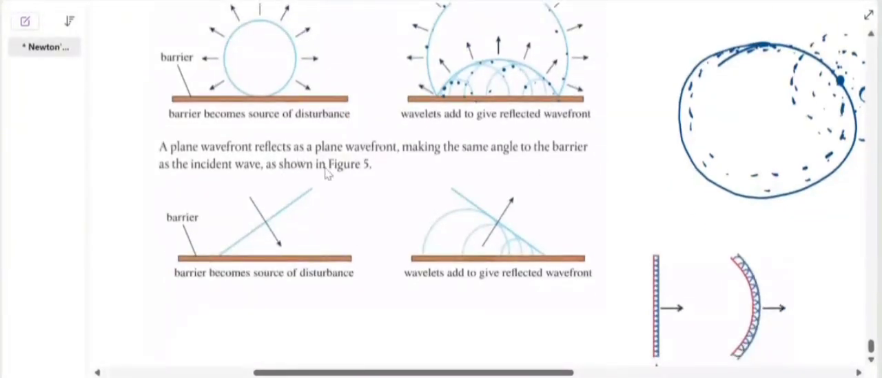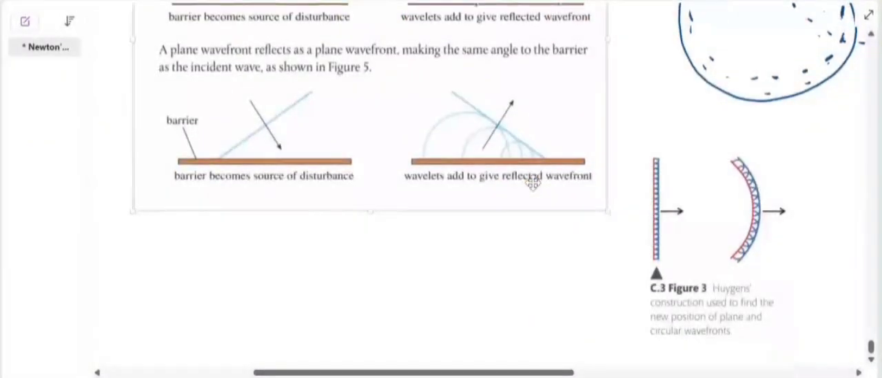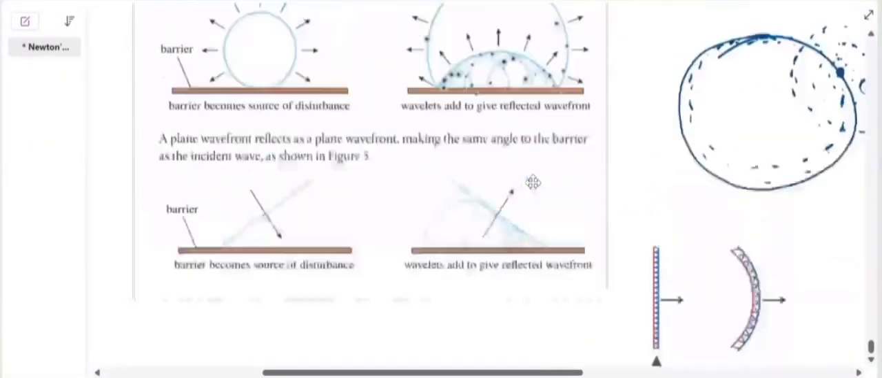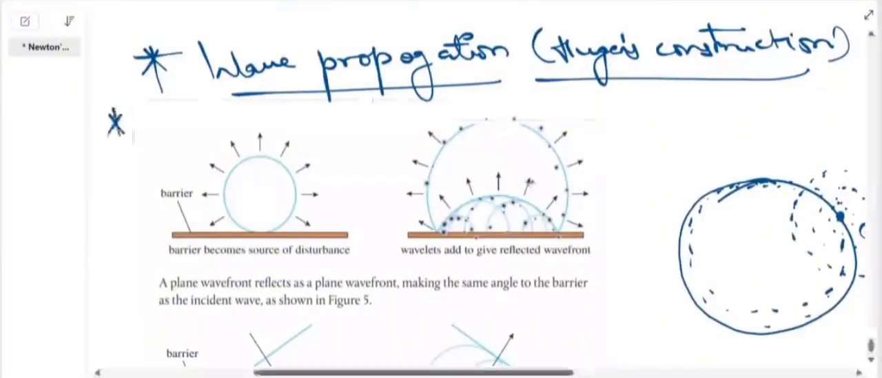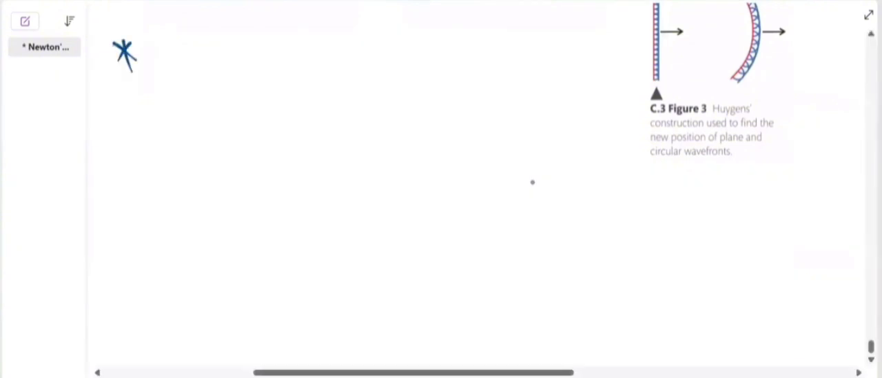But if you talk about plane wavefronts, the single wavefront seems like it is going in the back of this particular barrier. See, here it is coming in, incident, here it is reflecting back. So this is the reflection pattern which has been shown by the wavefront. Done.